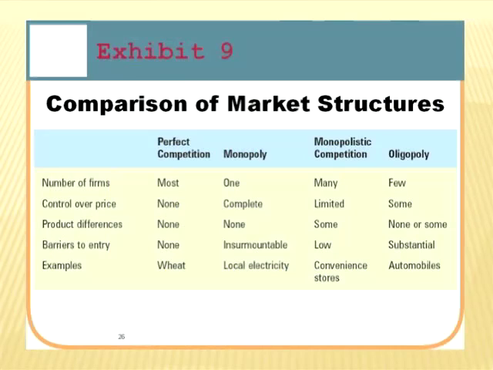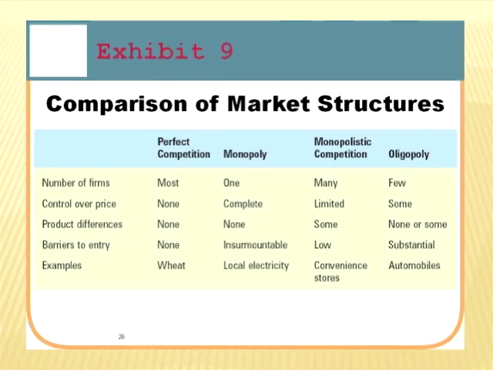So here we have all of the various different market structures all at one time. And here you can see how they vary on the various different characteristics that we talked about to begin with. They vary on the basis of the number of firms, how much control over price they have, are the products different or are they all the same, do they have barriers to entry or not, and even some examples, some of which we've talked about.